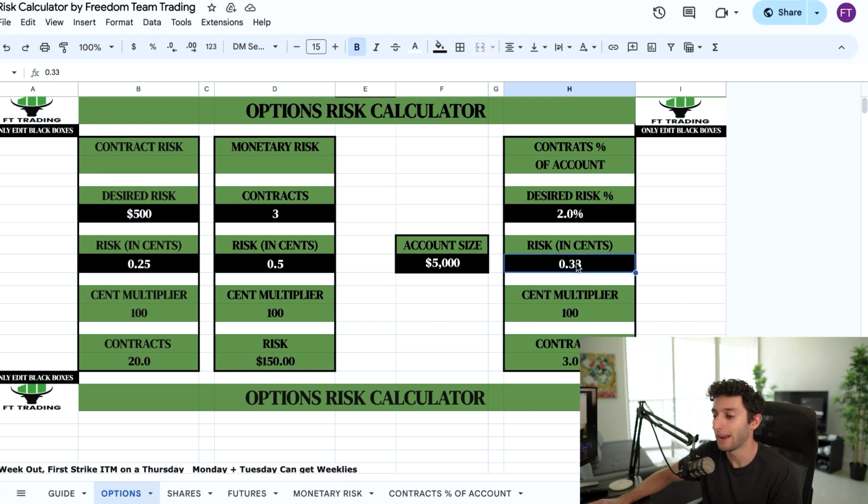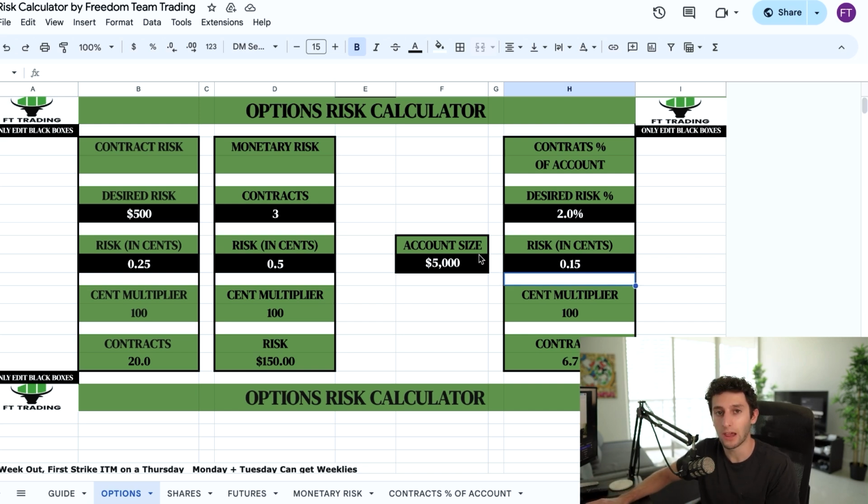And then depending on how many cents you want to risk for your option, let's say you're trading SPY options, you want to risk about 15 cents on the contract. So you put in 0.15. And there you go. You should take about 6.7 contracts. So in this case, you'd probably take around 6 or 7 contracts, okay?